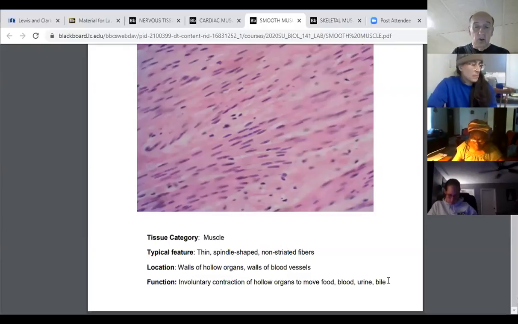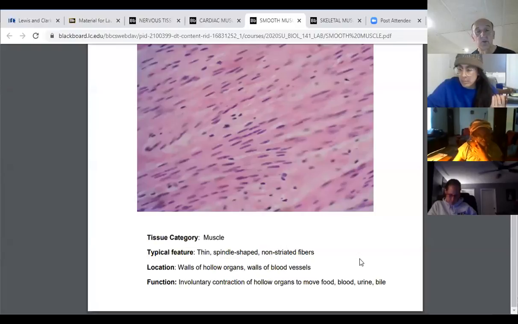So these are all organs that we have met on our mini torso or on a pelvic model. And so this is just a small segment of what kind of materials are moved by smooth muscle. Again, we mentioned this earlier, this is all involuntary. We have no conscious control over smooth muscle movement.